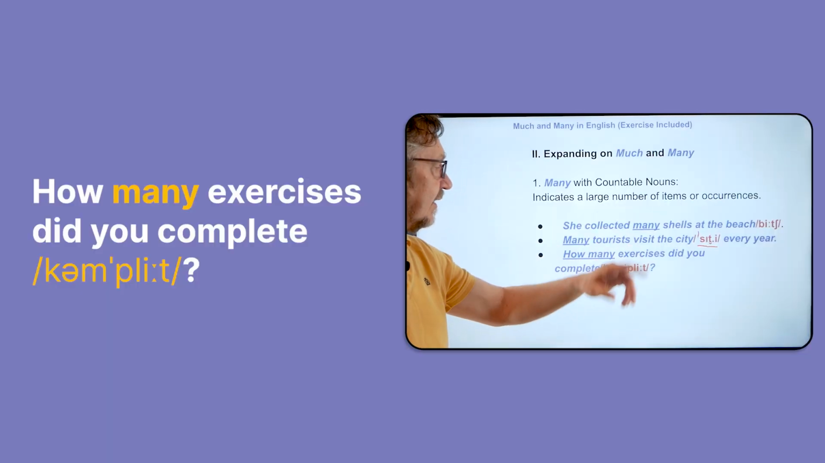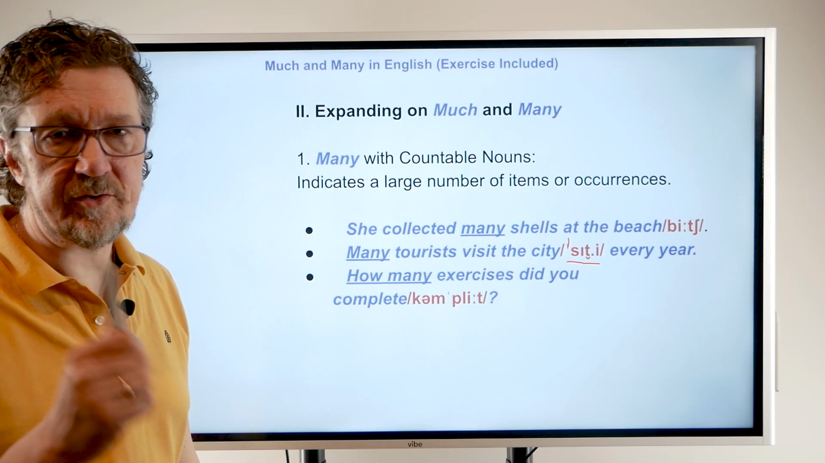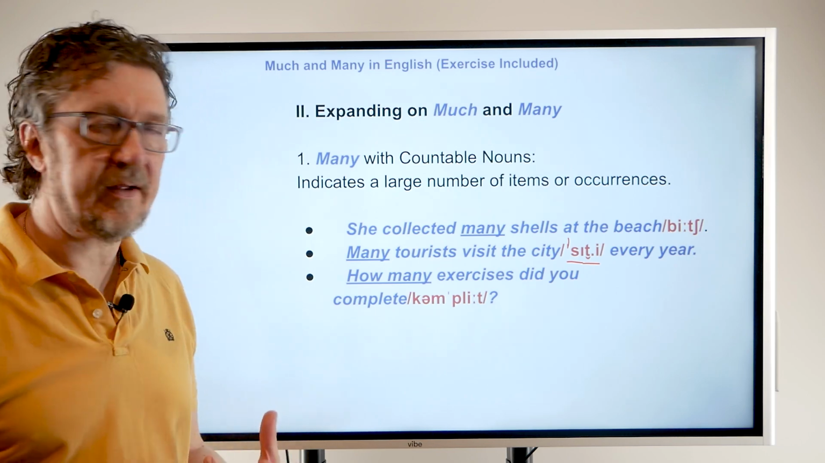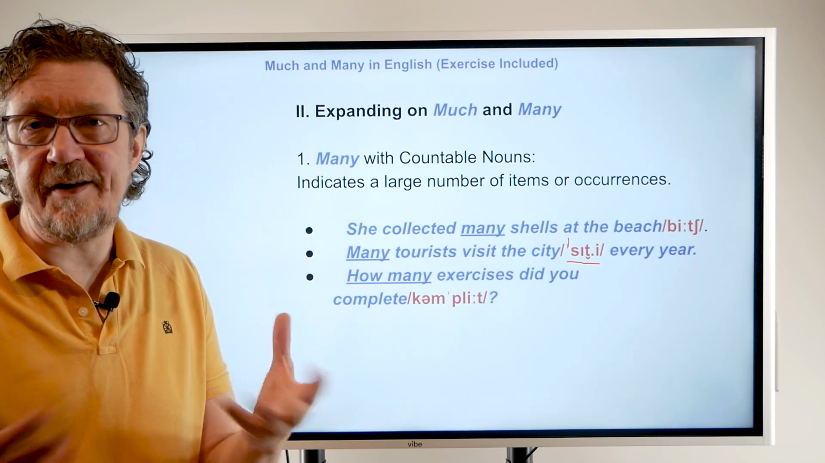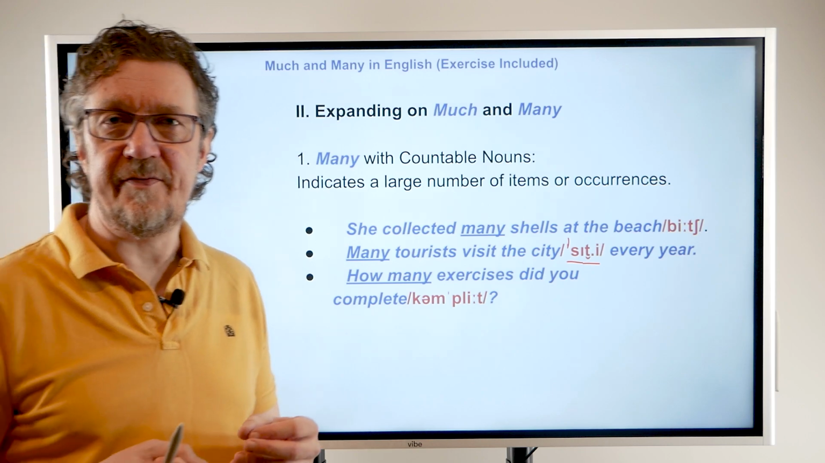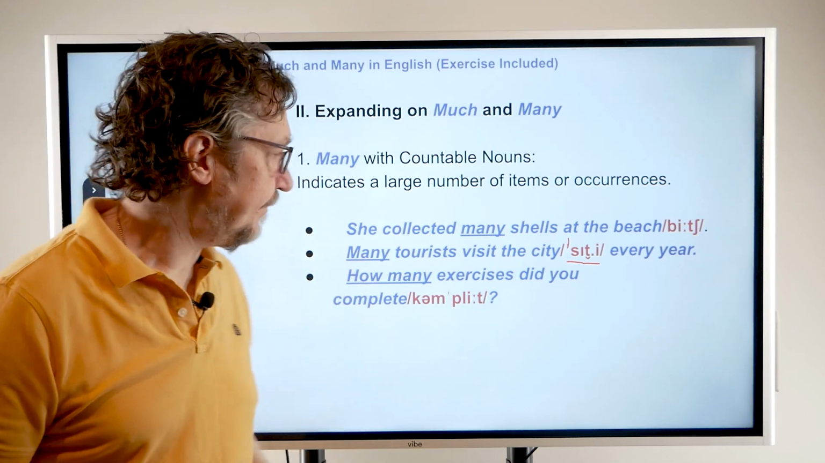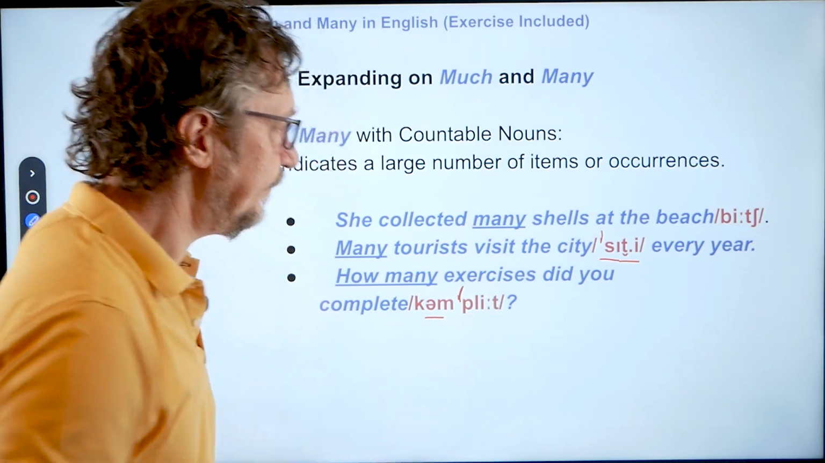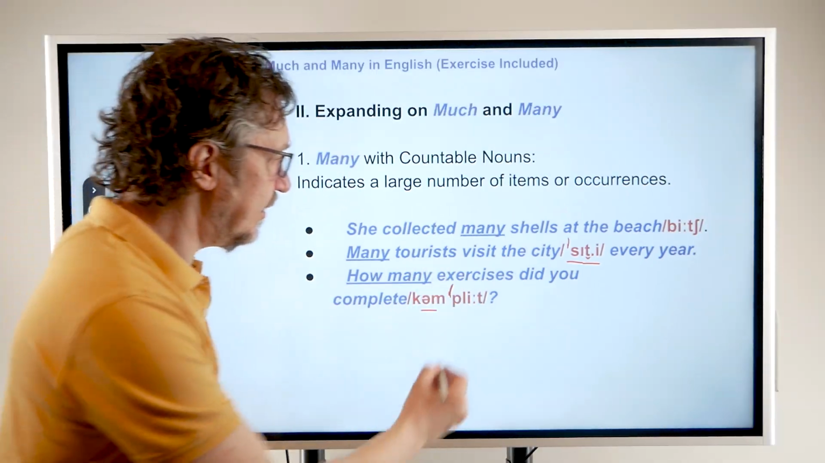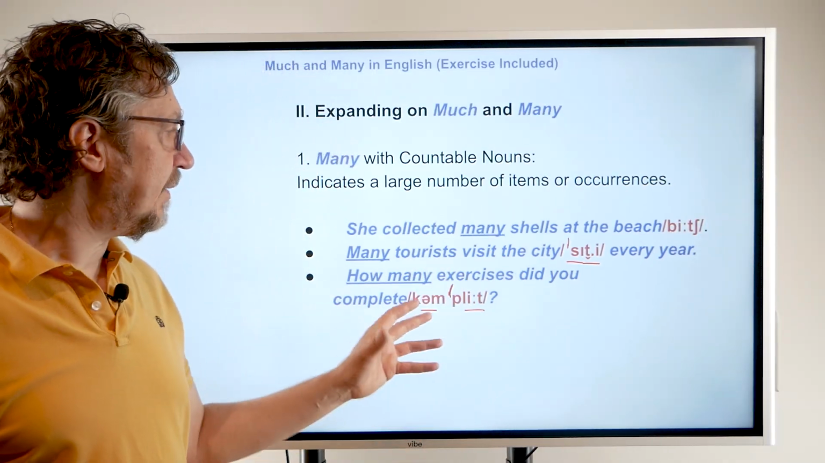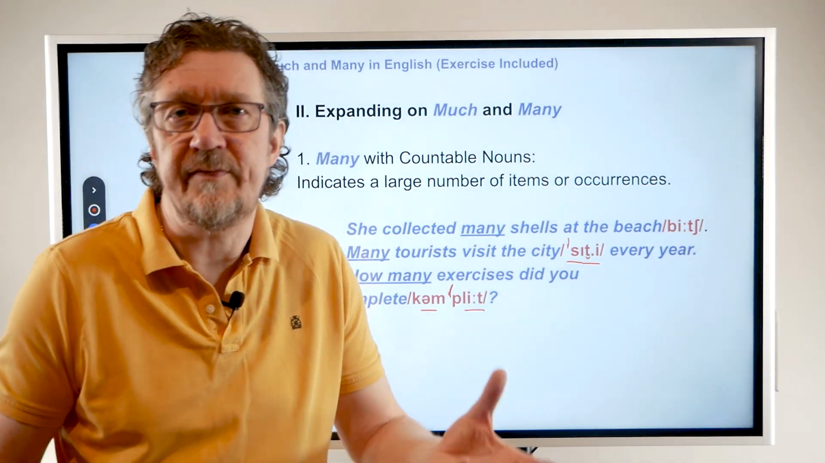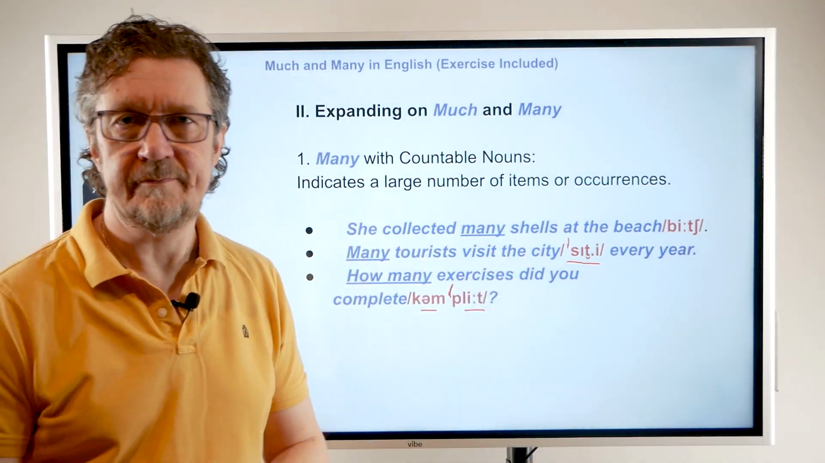How many exercises do you complete? When you're talking about the question form, how many, you're asking actually for a number. You're asking for a counted number then, okay? How many did you complete? Complete. Stress on the second part of the word. So how many exercises did you complete? You're expecting someone to say 5, 6, 7, whatever, 100, maybe.